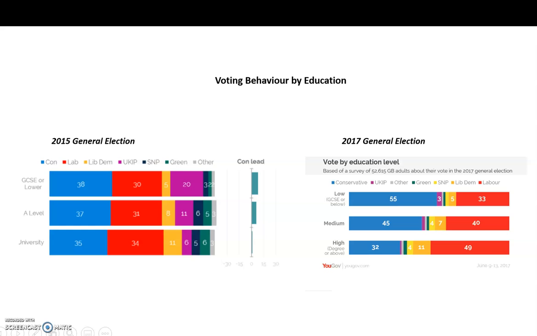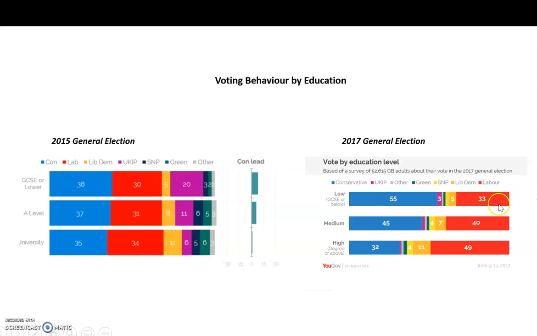In terms of education, again, this is 2015 and 2017. I didn't have the 2019 data. You can see that those people who just had a GCSE or less, i.e. didn't have a GCSE, in 2015, 38% voted Conservative, but a massive 55% amongst that group in 2017.